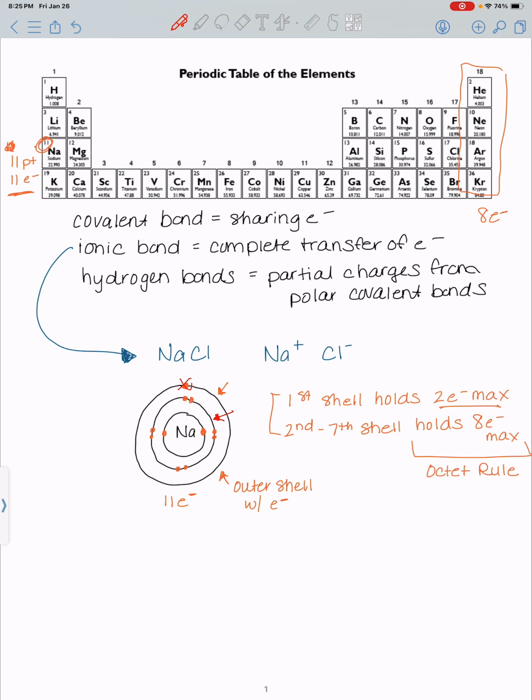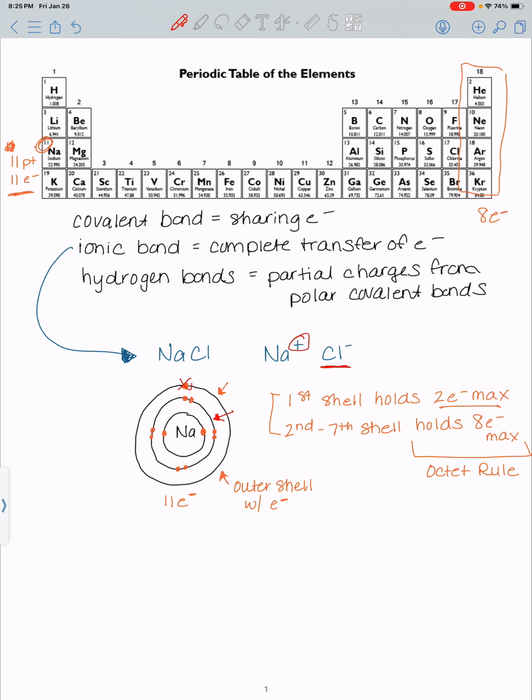So that's exactly what sodium does. It completely donates its electron to chlorine, and we get the chloride ion here. If you look at these charges up here, Na plus indicates that it has lost a negative charge. It has donated an electron, which means now it has 1 extra positive charge.